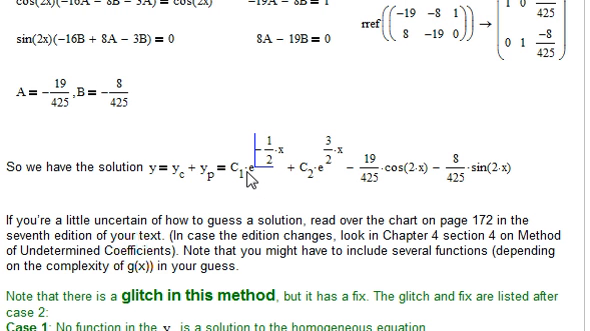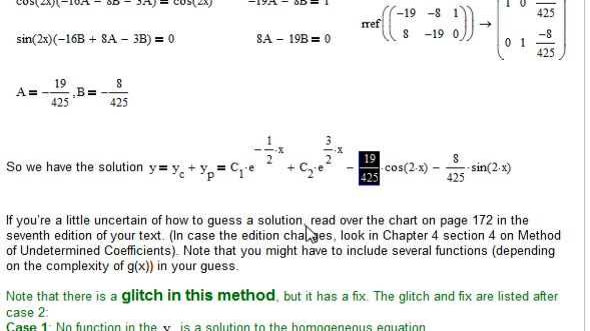There we go. C1 times e to the negative a half x plus C2 times e to the 3 halves x. We already had that part. And then we just discovered our coefficients a and b, as horrible as they are.